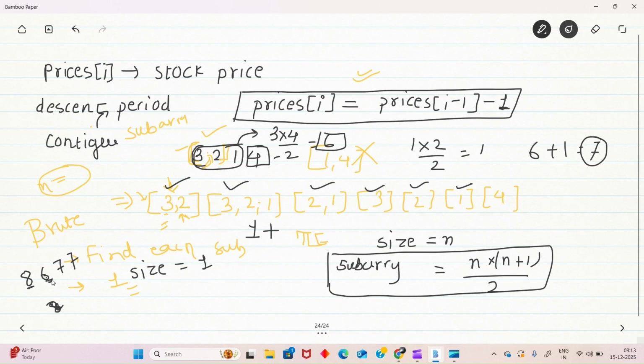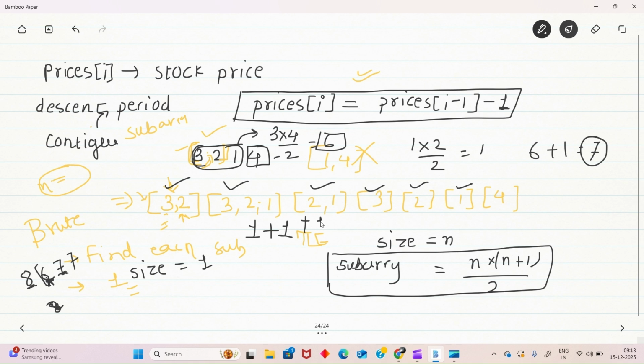Now we'll move to 6. Okay, for 6, we already are here. Now we move to 7. While checking this 8, we were here only. Then 6 minus 7 is minus 1. It is not there. So I'll add this in my answer, 1.